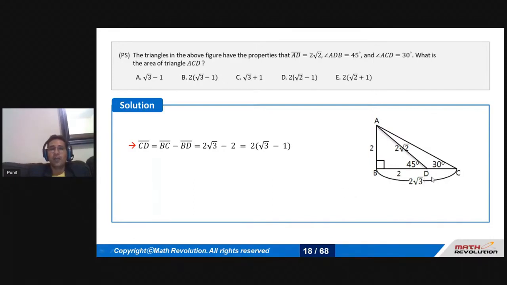So now, because we're dealing with the area of triangle ACD, we need to find the value of CD. Now this CD can easily be written as whole BC minus BD, which is nothing but 2 root 3 minus 2. If 2 is taken common, then I get it as 2 times root 3 minus 1. Area of triangle would be AB times CD divided by 2. 2 times 2 times root 3 minus 1 divided by 2 gives you 2 times root 3 minus 1. The answer goes as B.